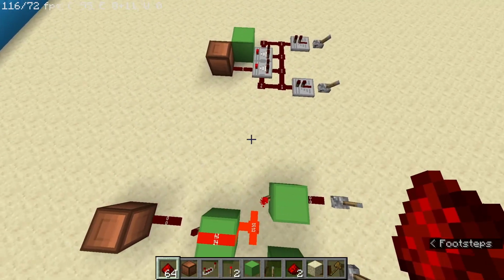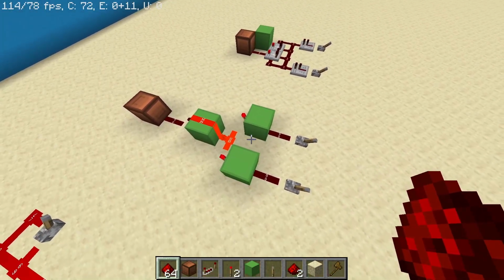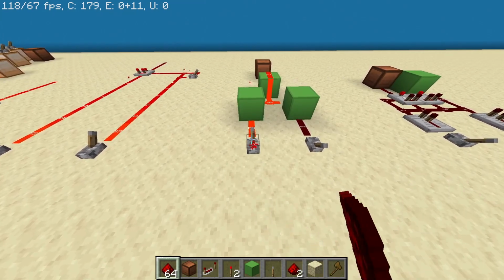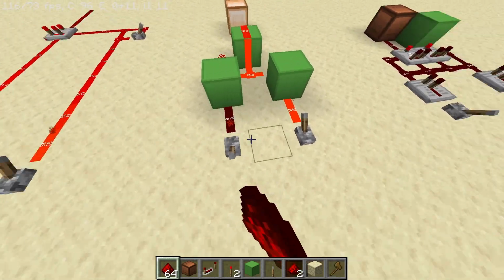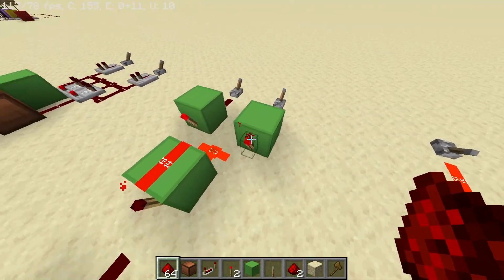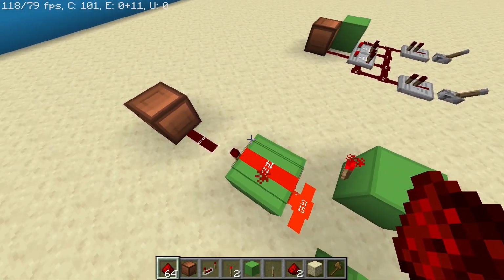Then we got the AND gate. The AND gate will only turn on if both inputs are turned on. So we can flick this, nothing happens. We can flick this, nothing happens. And now both are on. This uses two inverters that are ORed together into another inverter.